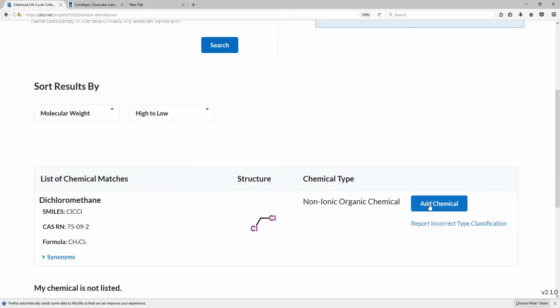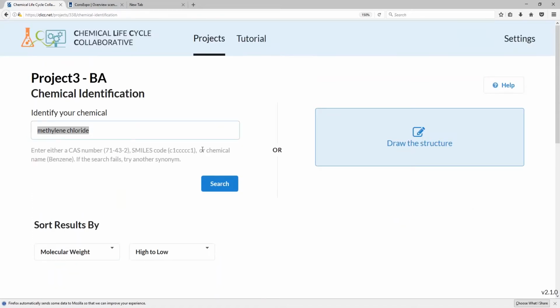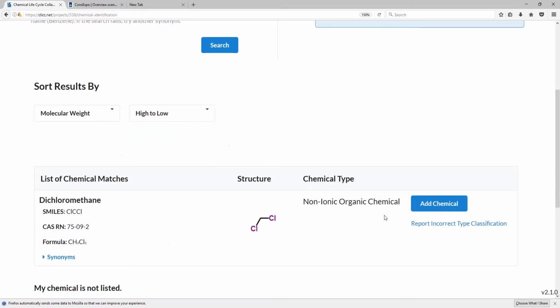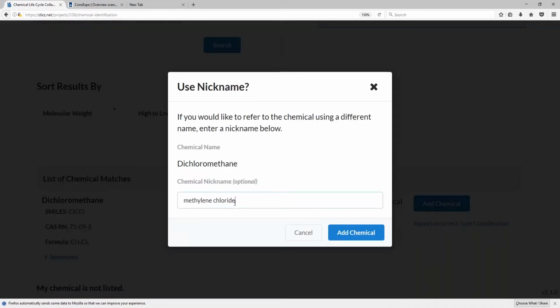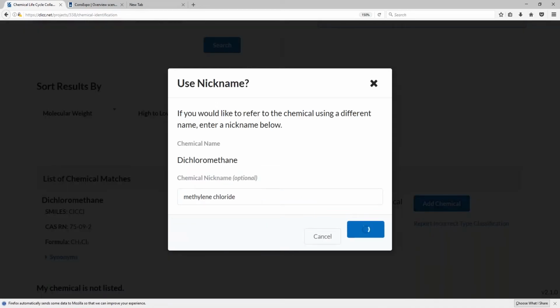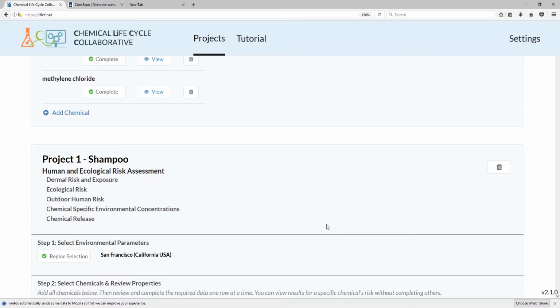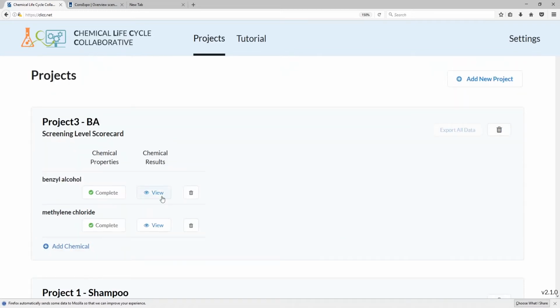So it identified the chemical. We added a chemical, and then we can show the nickname. They are the same chemical, but we can change the name to the one we use: methylene chloride, that's the name. And let's have a view.